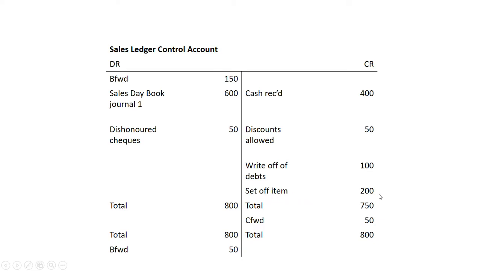I've got something called a set-off item. I'll take you through what a set-off item is separately in a bit. It's where basically we owe them some money as well. We owe one of these customers some money, £200 in this instance. So we have something called a set-off item where we both agree that we're not going to chase the other one for that £200. I'll explain to you why in a minute, but just at the moment consider this one to be a set-off item.